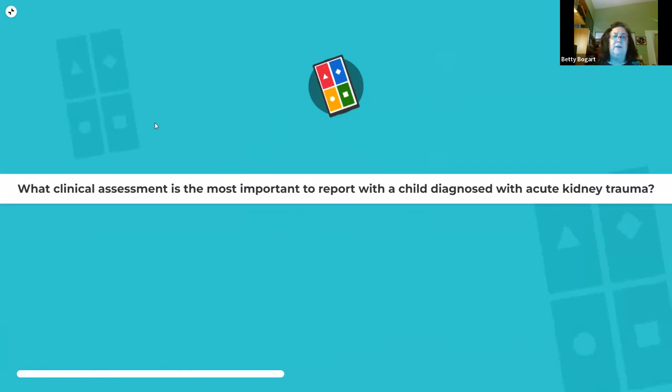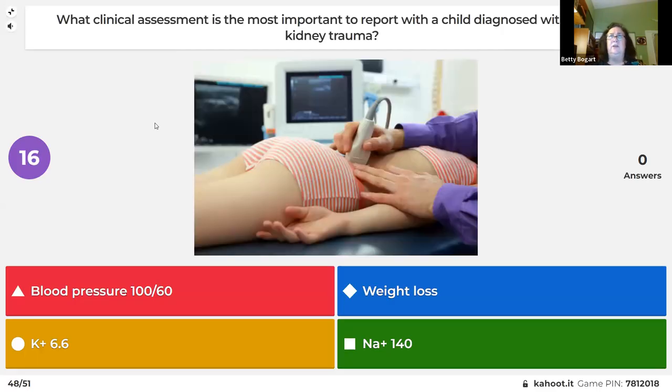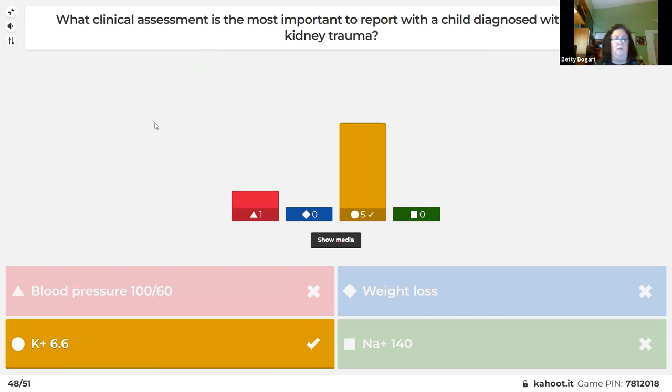Which clinical assessment is most important to report with a child diagnosed with an acute kidney trauma? I've seen a little 8 or 9 year old boy who was playing tag or one of those things and ran around the corner and his back hit a trailer hitch. His back, right at the level of the kidney, had this big purple bruising. And when they drew the lab, I went in and looked and his potassium level was over 6. It was so clear that potassium is what you look for with kidney trauma.